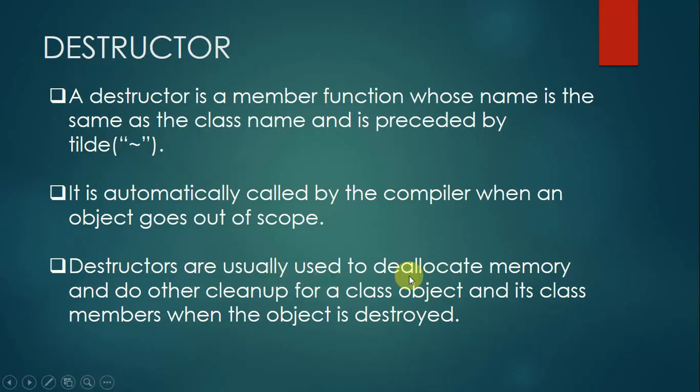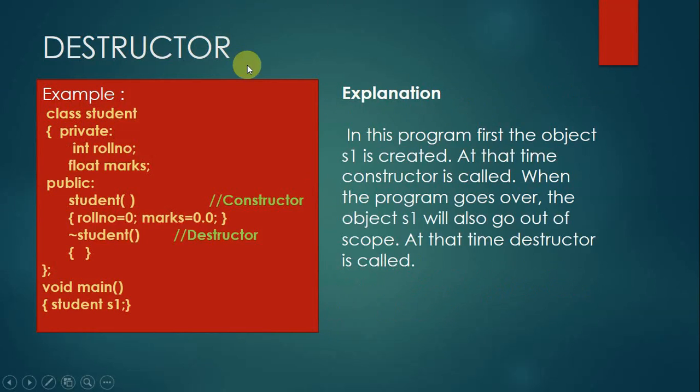Destructors are usually used to deallocate memory and do other cleanup for a class object. They do the cleanup jobs and deallocation of memory for its class members when the object is destroyed or goes out of scope. So let us see how it works. Let us see an example to understand how we can create a destructor.